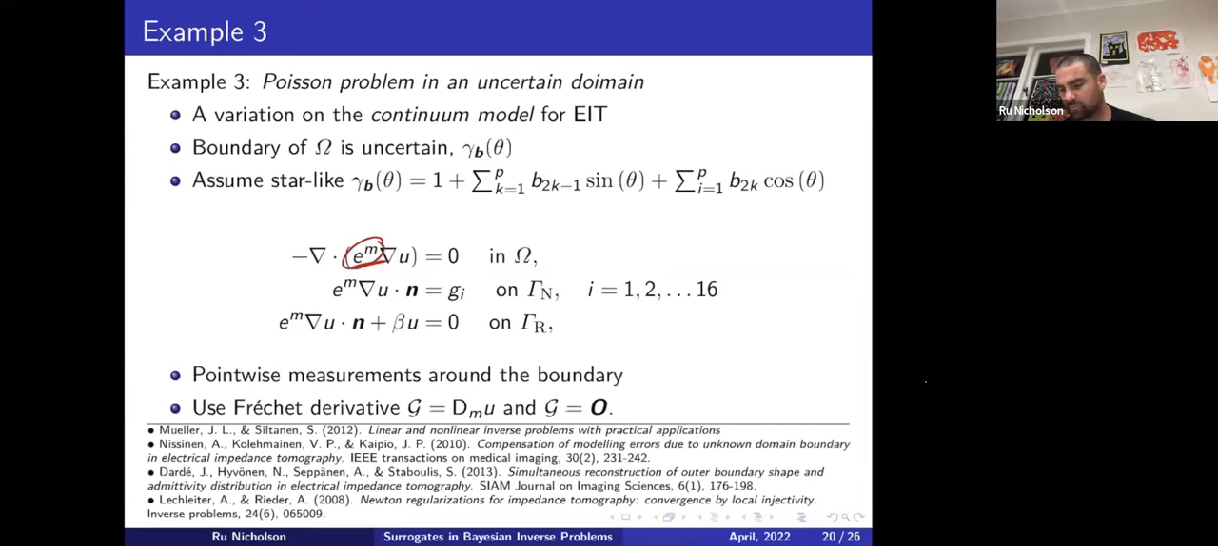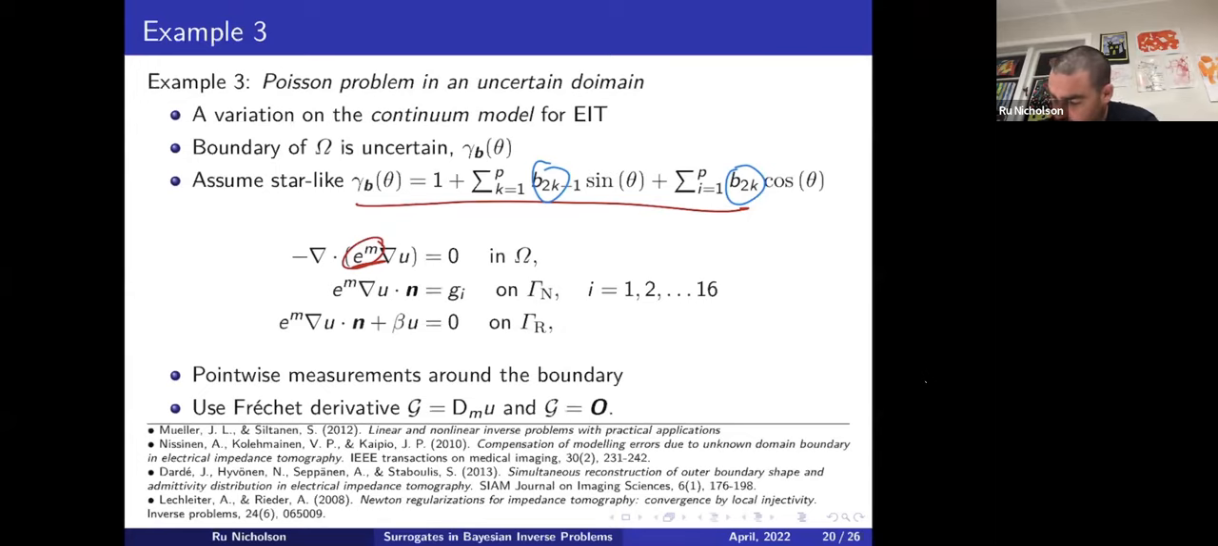And so for simplicity and for lack of imagination, we just choose that the boundary can be parameterized using Fourier basis functions, so it's star-like. And again, these coefficients would then make up the parameters which are not of interest, but they are uncertain parameters.